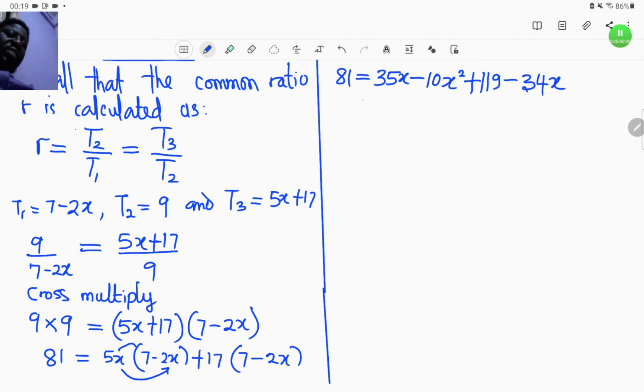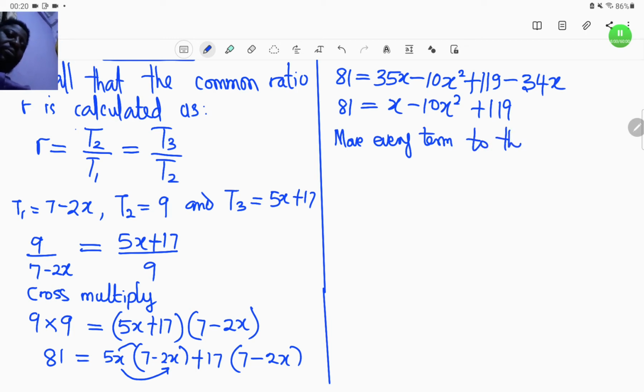We can first simplify the right hand side as much as possible. Doing that, we have 81 equals 35x minus 34x, which gives us x, then minus 10x squared plus 119. From here we can now move every term to the left hand side.